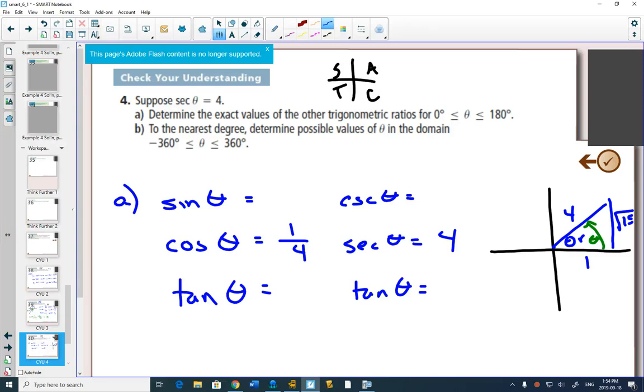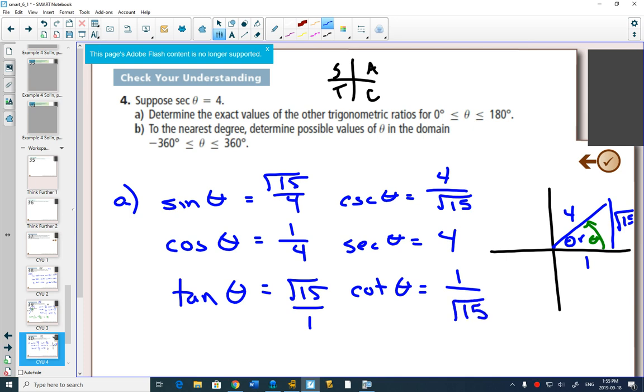And now that you've drawn your triangle, what's sine? Opposite over hypotenuse. Done. Quadrant 1, positive. Done. What's tan? Opposite over adjacent. Quadrant 1, positive. Go to the other ones. Now it's reciprocal functions. Cosecant, reciprocal of sine. 4 over root 15. Oops, I wrote tangent twice. Cotangent, reciprocal of tangent. 1 over root 15. Good.